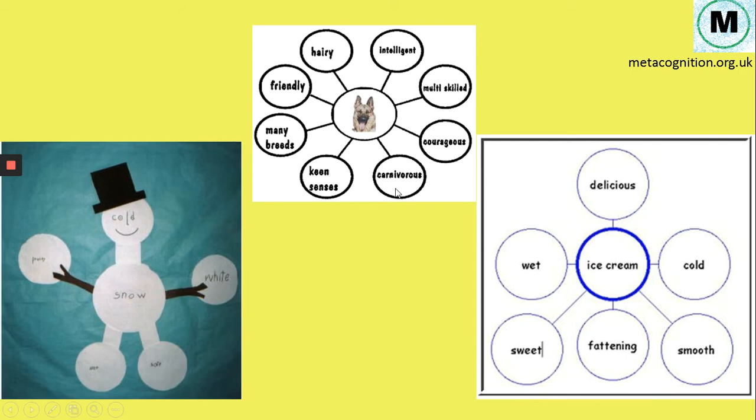So you've got the characteristics of a dog around there, and then the characteristics of ice cream as well. So you could even use this as a bit of a planning template for the start of a story if you're getting them to be quite descriptive in their scene setting or their character descriptions. You could get them to write down these key characteristics to support them with that as well.